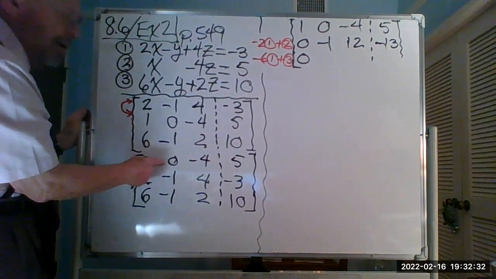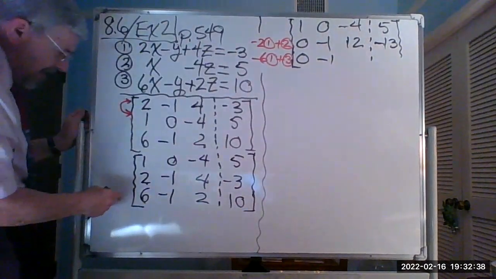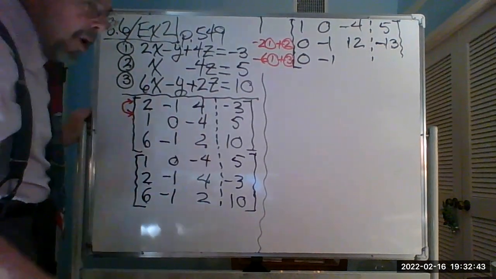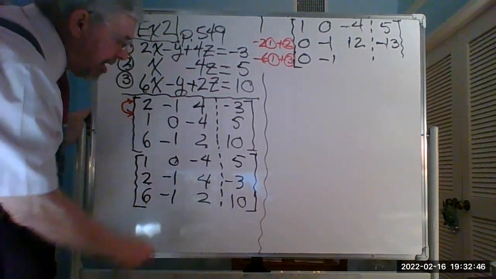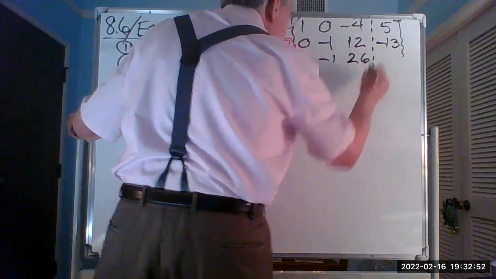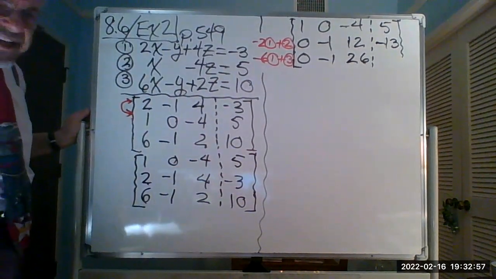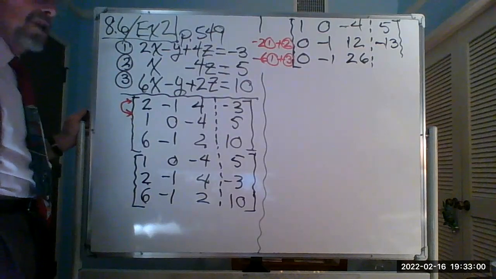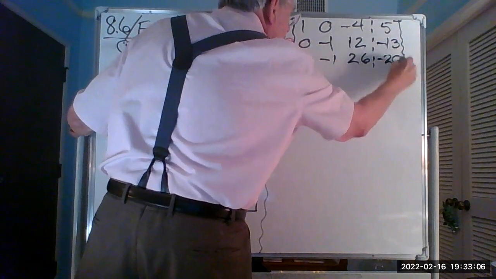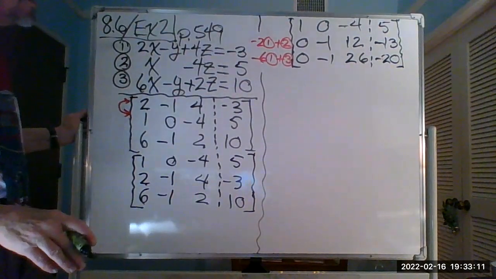-6 times 0 is 0 plus a -1 is -1. -6 times -4 is +24 plus 2 is +26. Finally, -6 times 5 is -30. -30 plus 10 is -20. Don't be alarmed if the numbers get a little large. That's okay. All right. So now I'm looking good.